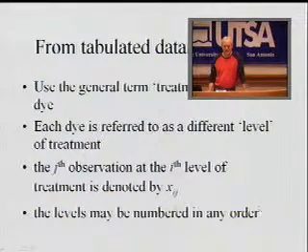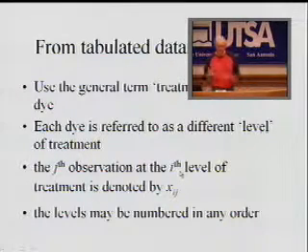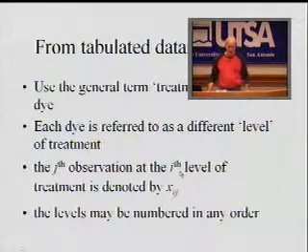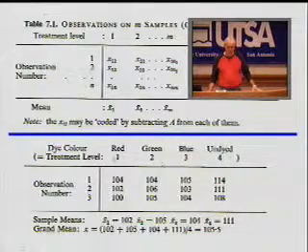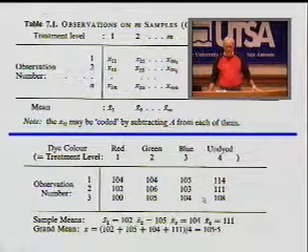So the levels may be numbered in any order. So it doesn't matter how you arrange your columns, as long as you don't mix and match your observations. You don't get your i's and j's all mixed up. Right? So you can put your control group at the end, or your control group first, and then it can be blue and then red. Doesn't matter how you organize these columns as long as each column is moved collectively.